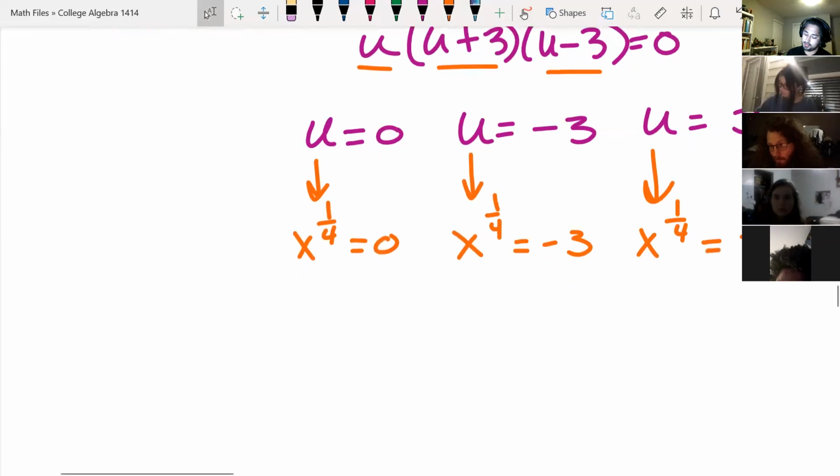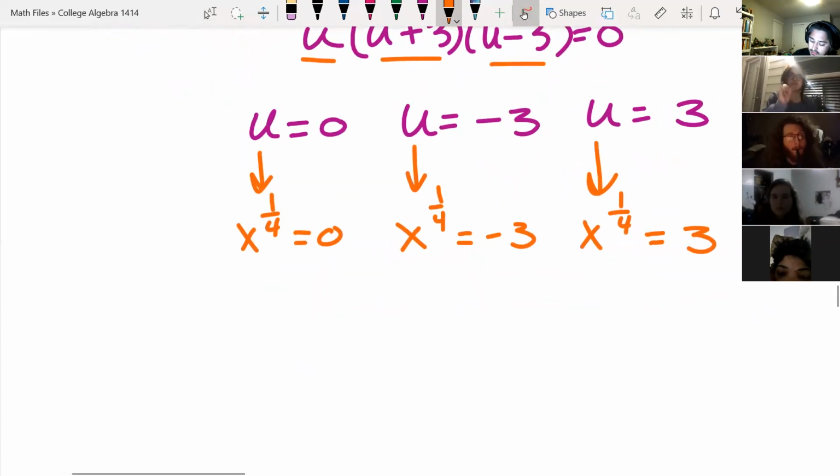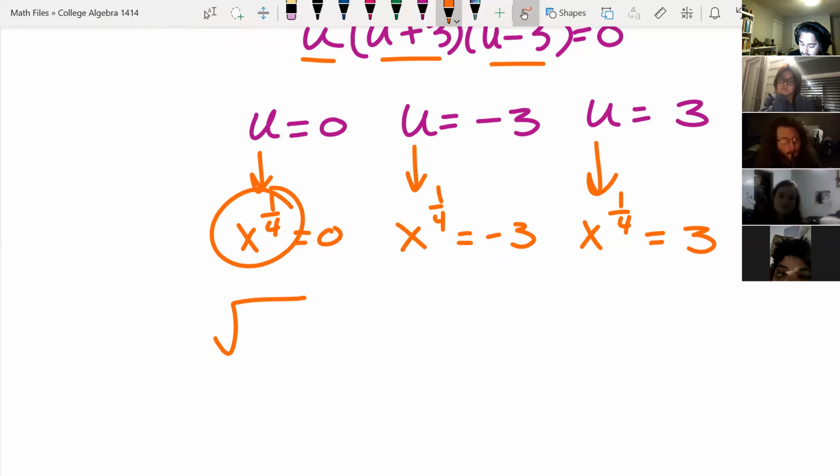Okay, well, now, how do I get rid of that 1/4? Not the 4th root. It's already a 4th root. So if I asked you to rewrite that as a radical, what would you write? What's the power of the root? It's the 4th power, right? You would get the 4th root of x equals 0. And how would you get rid of that 4th root? What would you raise both sides by? 4. Good.